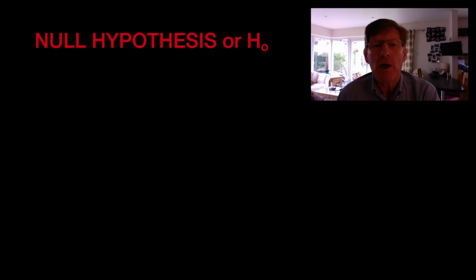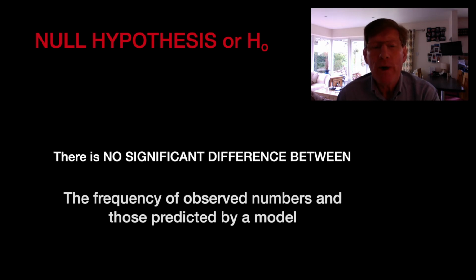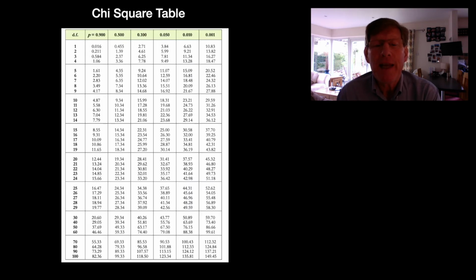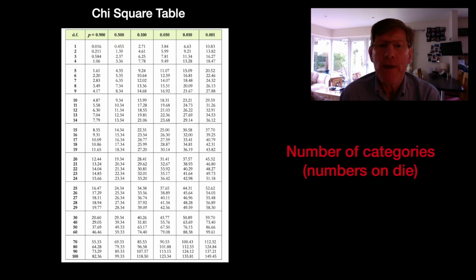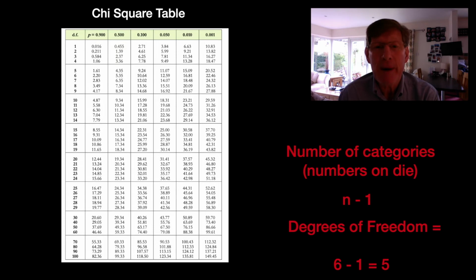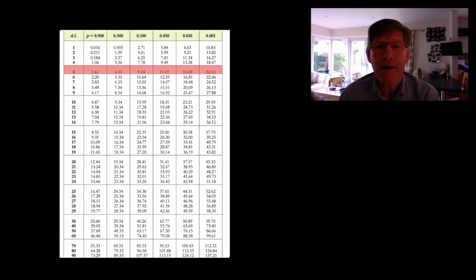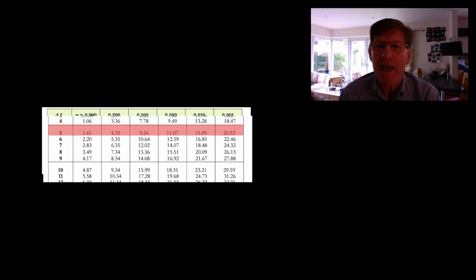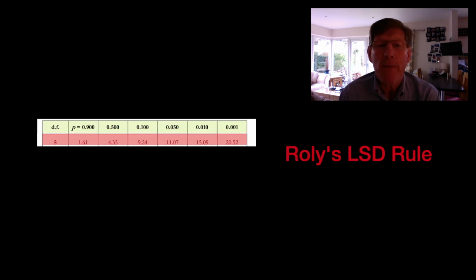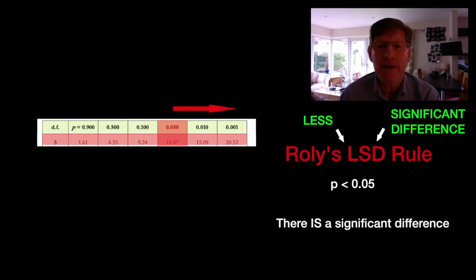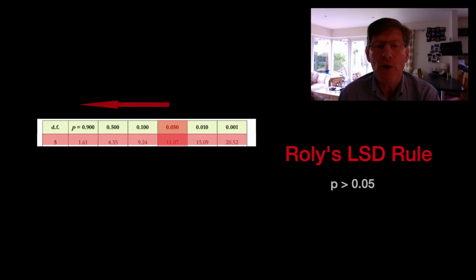So just like before when we were carrying out the t-test, we first of all formulate our null hypothesis. Then we look up the chi-squared value in a set of tables, which are known as the chi-squared tables. The number of degrees of freedom is given by the number of different dice possibilities minus 1, which will be 5. And again, we apply Rowley's LSD rule. If the probability is less than 0.05, then there is a significant difference. And if it is greater than 0.05, then there's no significant difference.